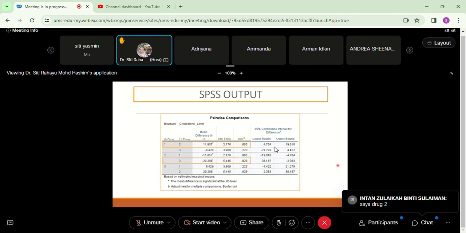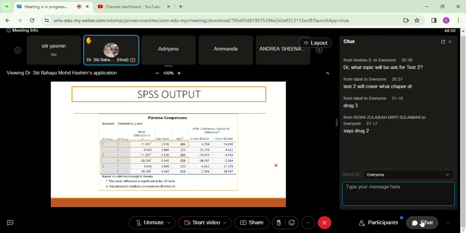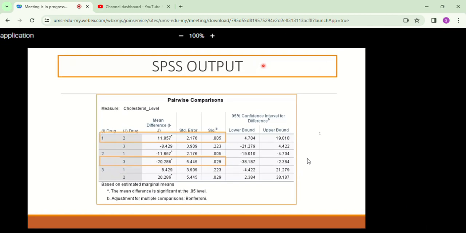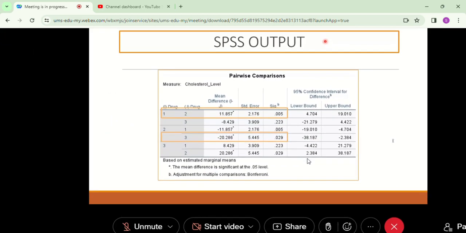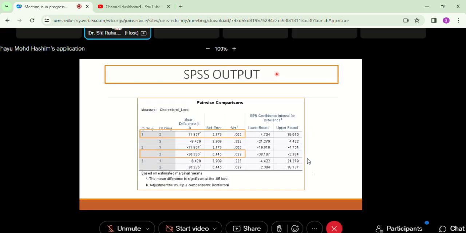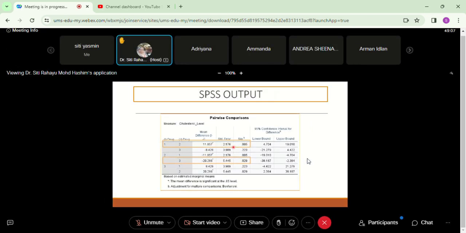Siapa tu? Siapa yang jawab drug 2 tu? Tadi yang bercakap tadi? Sorry, saya tak dapat tengok kamu punya nama, because blocked by the PowerPoint. Okay. That's good. Jawapannya drug 2, bukan drug 3.